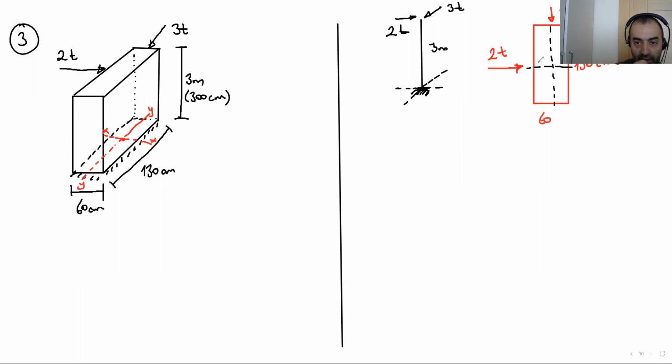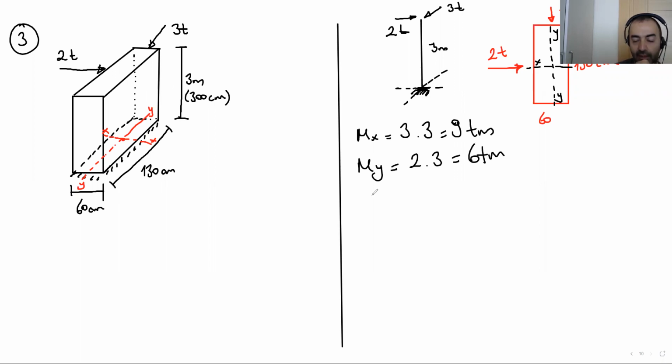Choose x, x, y, y. The Mx here is 3 tons times the height. Because we are just calculating the moments at the base level, it is 3 tons times the height of the structural system, or height of the cantilever, 3, which equals 9 ton meter. My is 2 times 3 equals 6 ton meter. Okay, 6 ton meter.